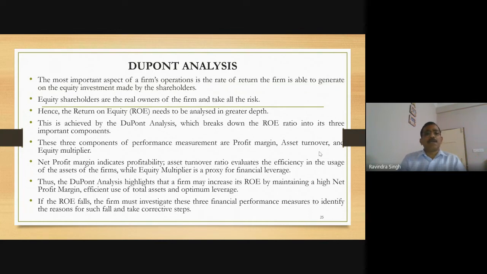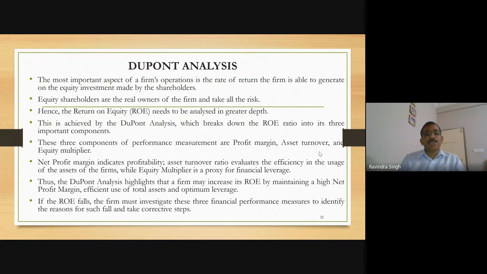This is achieved by the DuPont analysis, which breaks down the ROE, that is the return on equity, into different ratios. What are the three components? They are profit margin, asset turnover, and equity multiplier. Under DuPont analysis, we assess these three pieces of information with the help of different ratios.